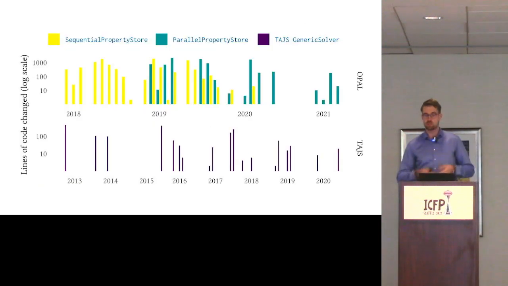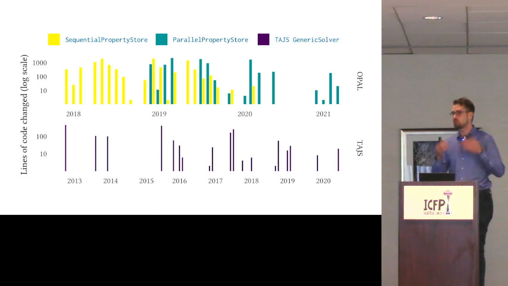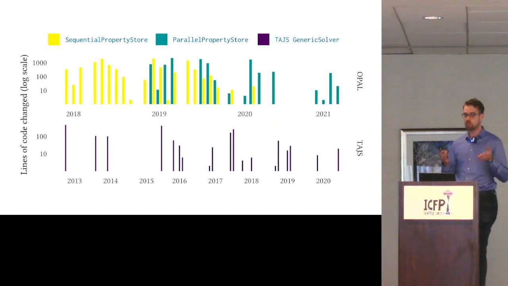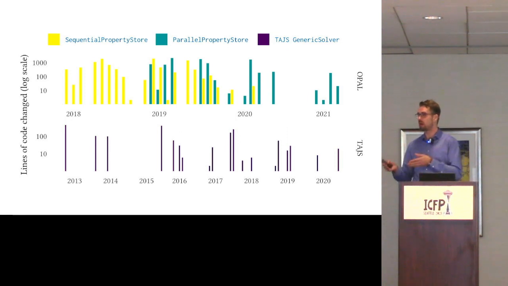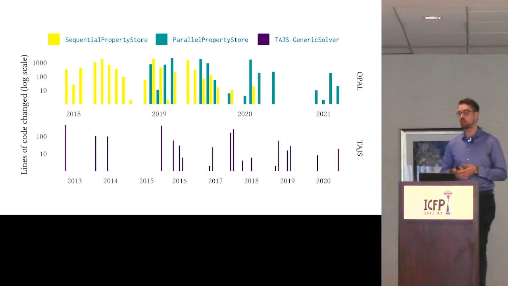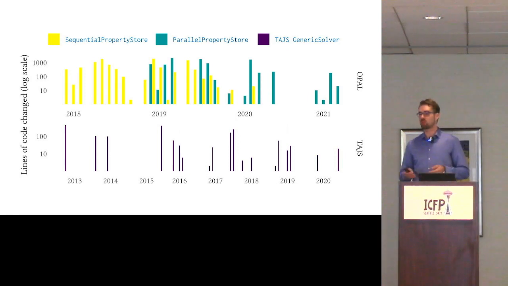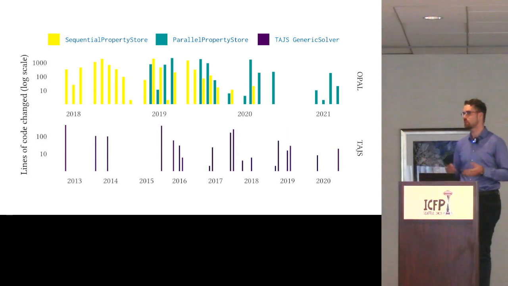To see this, take a look at the monthly changes in the number of lines of code for different fixed point algorithms in the OPAL analysis framework and the TAJS analysis framework over the span of multiple years. And you can see that these fixed point algorithms require constant changes to deliver satisfactory performance and precision.